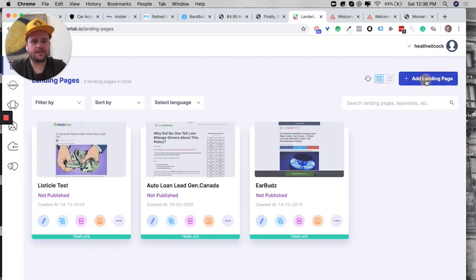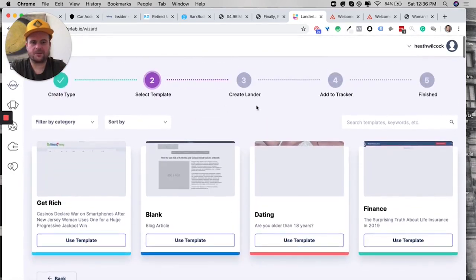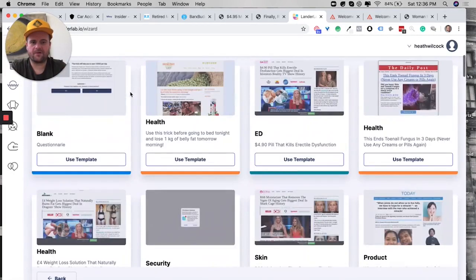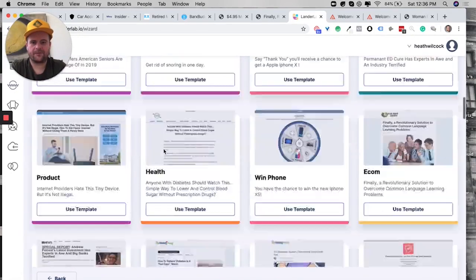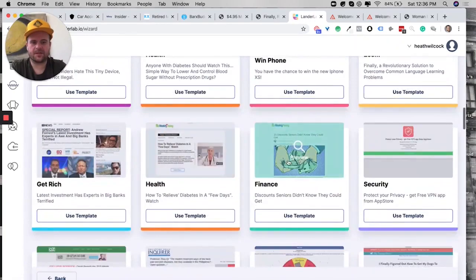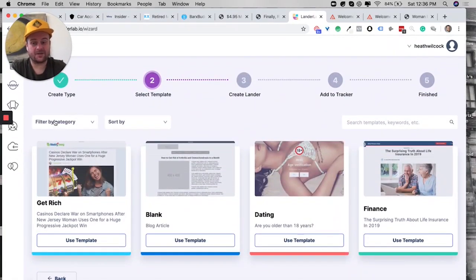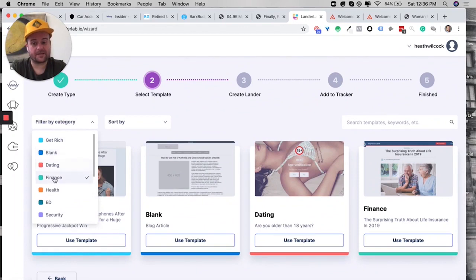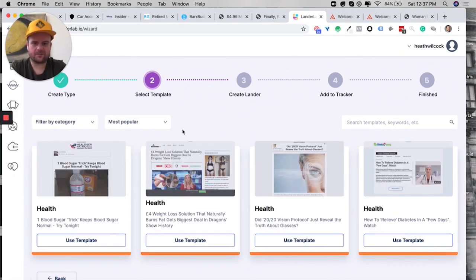So let's say I want to build a landing page, I can go select. What I like about them is they have all the main ones running right now out there. You can just click on one and use it and plug and play your own stuff. It's kind of nice. And you can also search by category. So if I want to do health, sort by most popular, and this makes sense because I've seen this for years now.